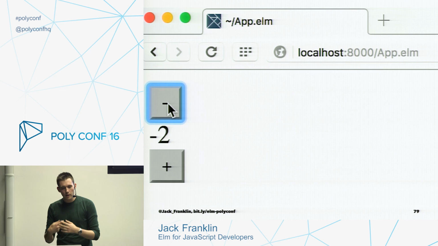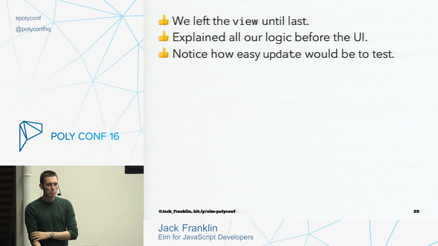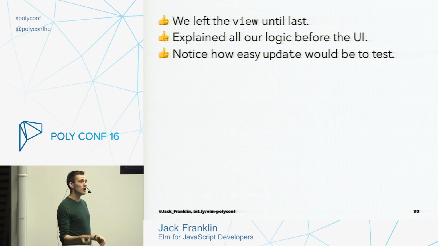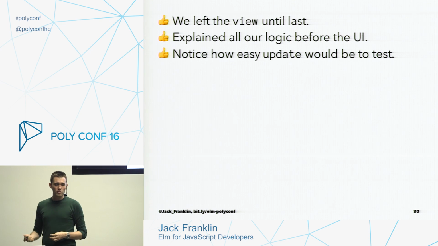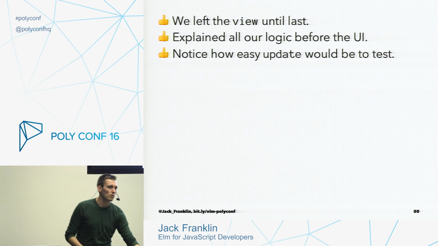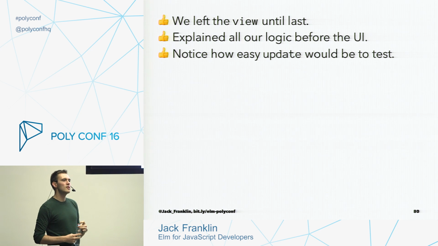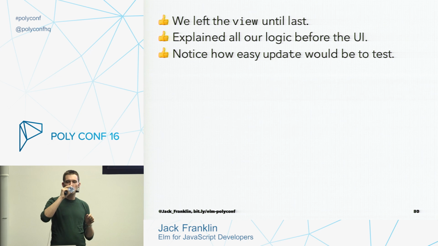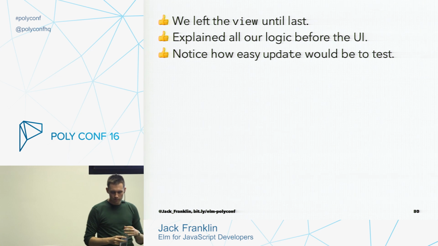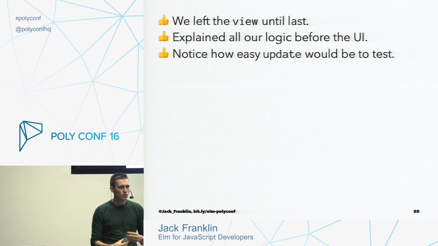The really nice things I like about this approach to developing applications, we left the view until last. All our logic was explained before our UI was built, which I really like. And update as a function would be really, really easy to test as well, because it doesn't deal with the view. You wouldn't have to simulate user clicks. You can just call the update function with the stuff you want.